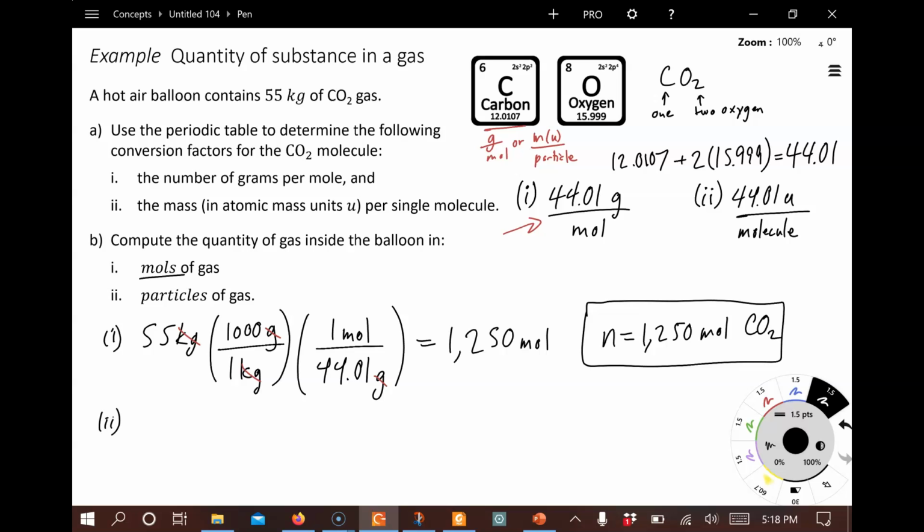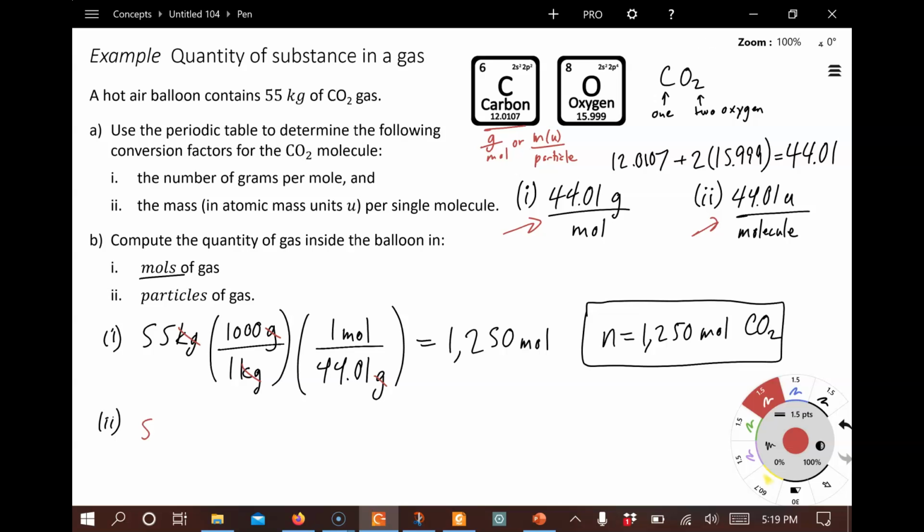All right, let's look at part 2 here. It says compute the quantity of gas inside the balloon in terms of particles of gas. How many individual molecules of CO2 are there? Well, I do have this conversion factor, which is mass in atomic mass units for each molecule. So I could convert from kilograms to atomic mass units and then use that conversion. That's one way to do it. And in fact, let's go ahead and do that just so we can see both ways.